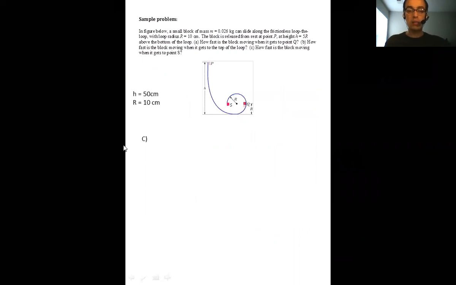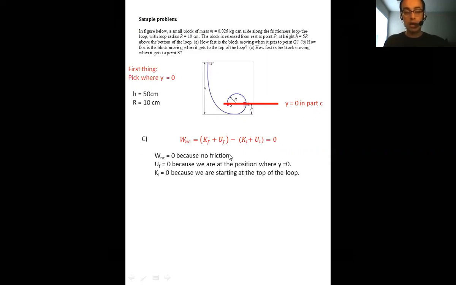Now let's take a look at part C, where we are asked to find how fast a block is moving when it gets to point S. Once again, let's pick a convenient place for y to equal 0. And let's say that that point goes right through point S, y equals 0 in part C. You'll notice that this is at the same height as point P. So this should look very familiar. Once again, we set up our expression.